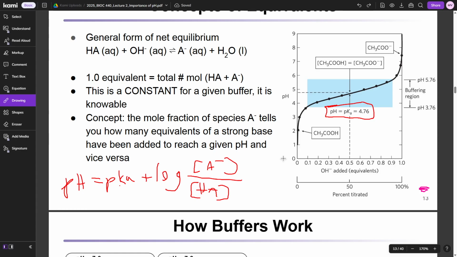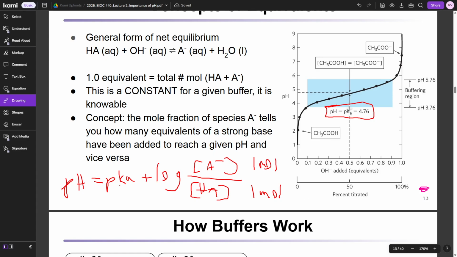The other thing to keep in mind is what the heck is an equivalent? Simply put, the equivalent is just a universal way of measuring things. For example, if I have 1 mole of base and 1 mole of acid, an equivalent would be 2 moles, 2 moles of OH minus, or 2 moles of H plus, or whatever. An equivalent is just the total amount of moles of said acid or base in a solution.